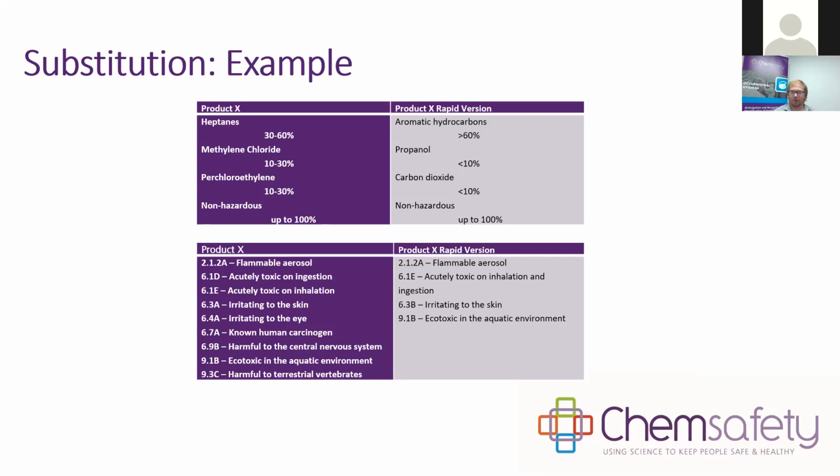perchloroethylene, and some other non-hazardous things that make up the 100% of the product mix. Whereas product X, the rapid version, has aromatic hydrocarbons rather than heptanes, propanol, and carbon dioxide, and the non-hazardous makes up the rest of it. So, different materials, but unless you're a chemist and you know the hazards of all those individual substances, it can be quite difficult. Luckily, we can look at the safety data sheets, and they break things down into those hazard classes that you can see here.